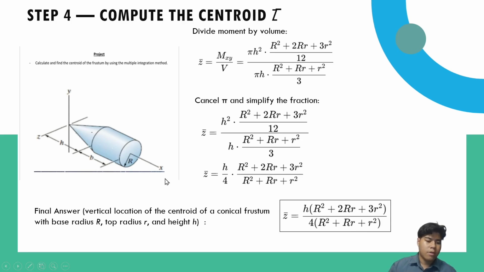So the final answer is the vertical location of the centroid of a conical frustum with base radius capital R, top radius small r, and the height represented by letter h. Okay, so that's all from me.